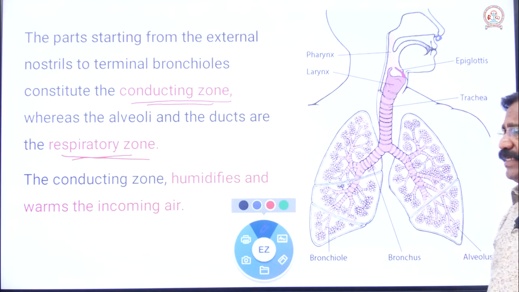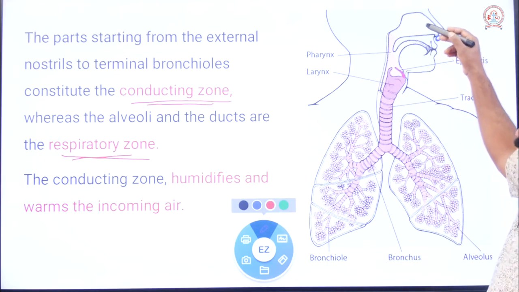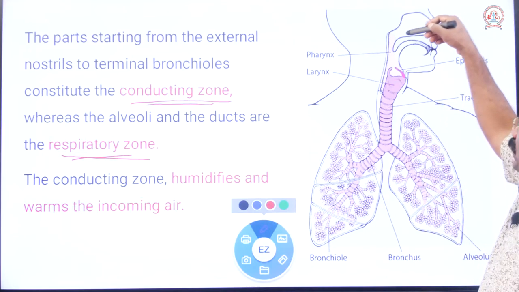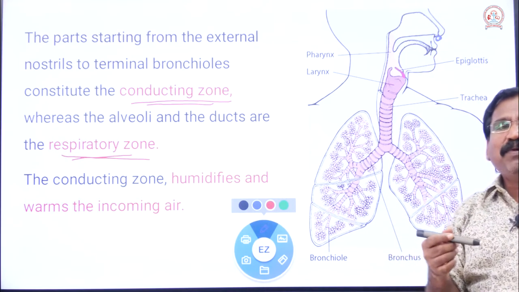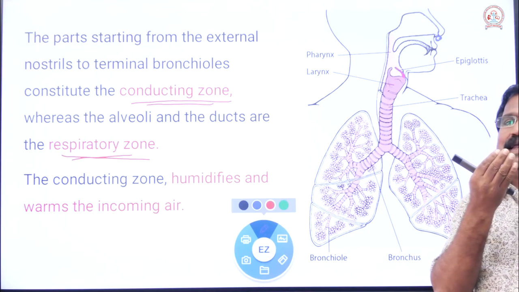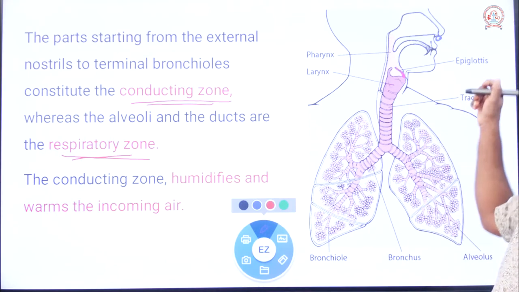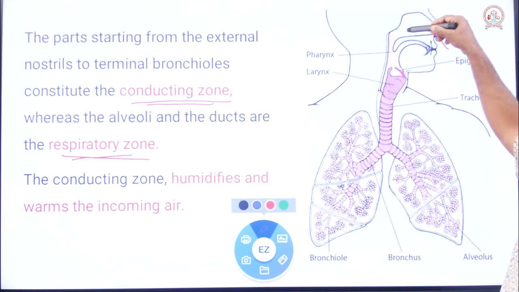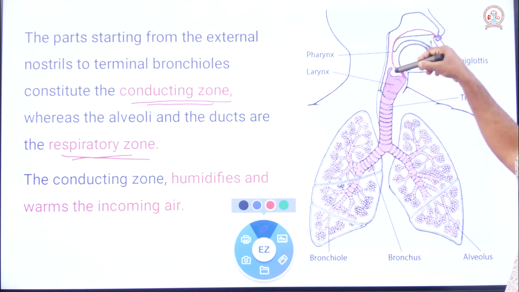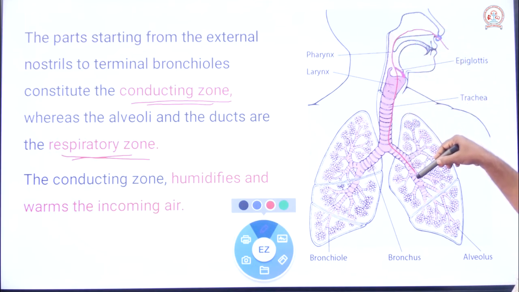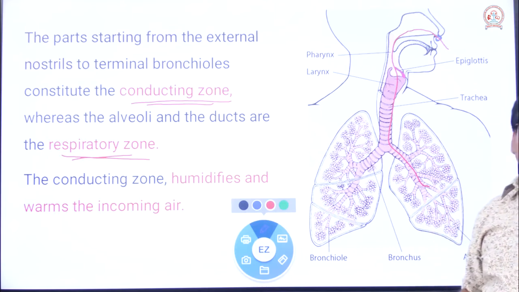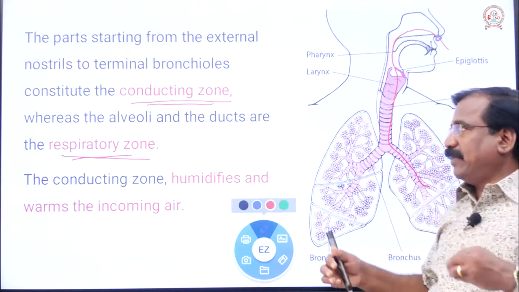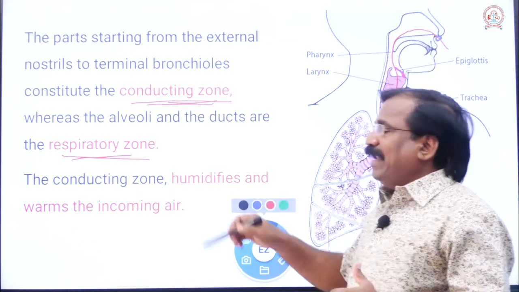The conducting zone is responsible for the conduction of air. It conveys the external air from the atmosphere through the nostrils, nasal passage, pharynx, larynx and trachea. It simply acts as a tube, a passage that conducts the air. That is why it is called the conducting zone.